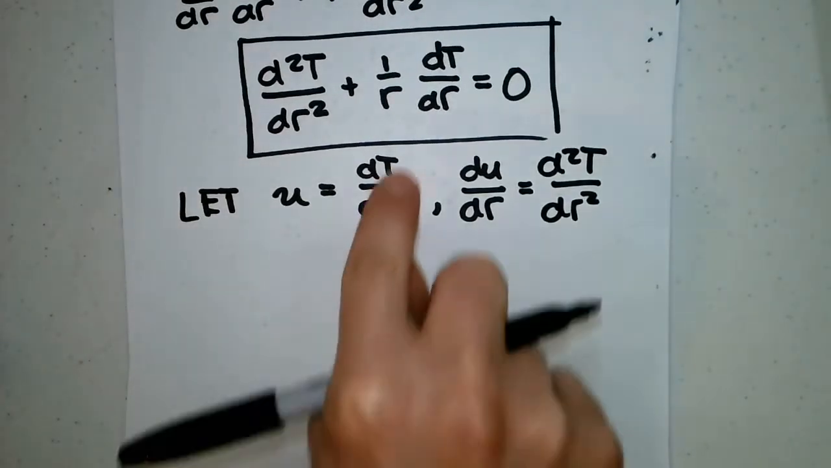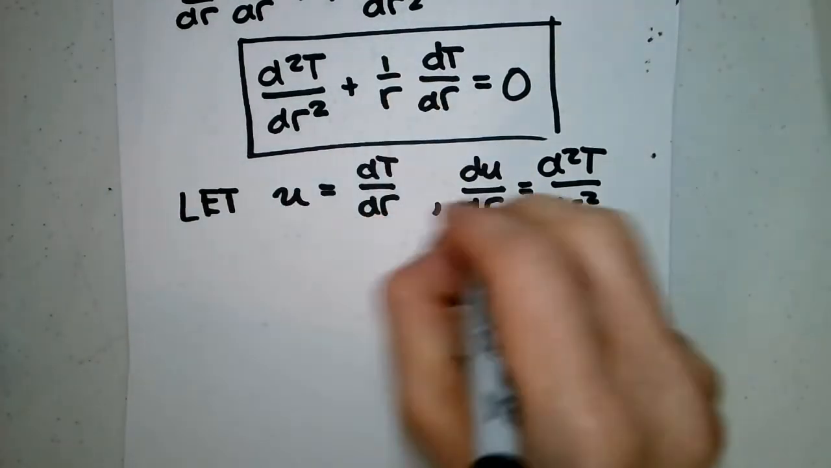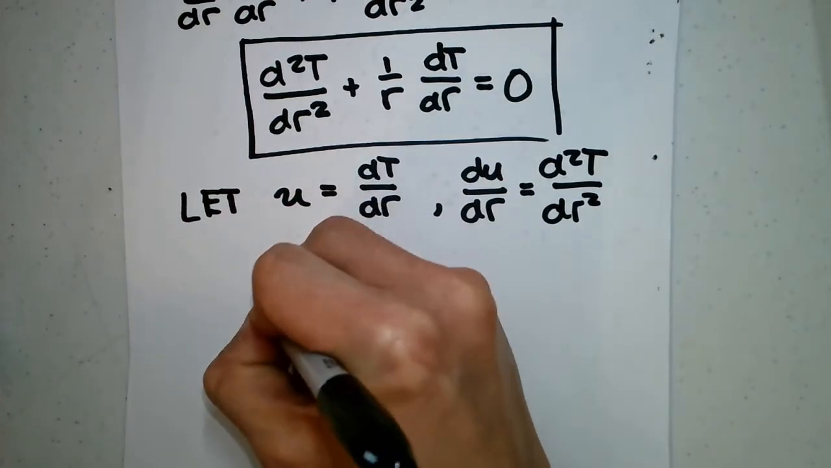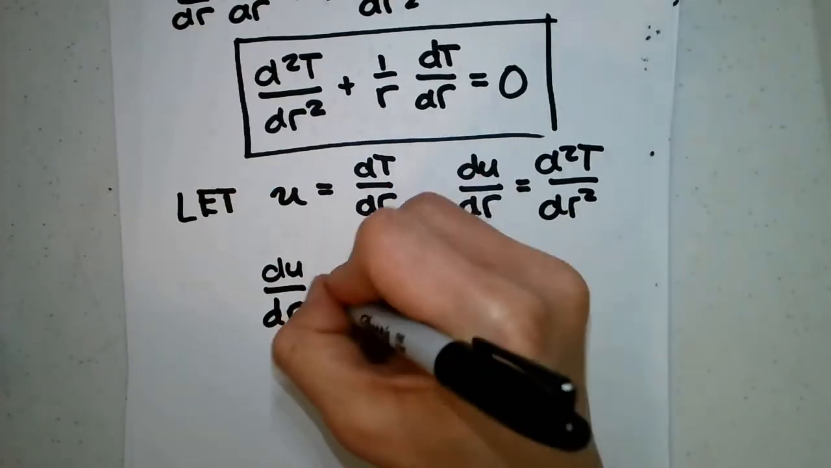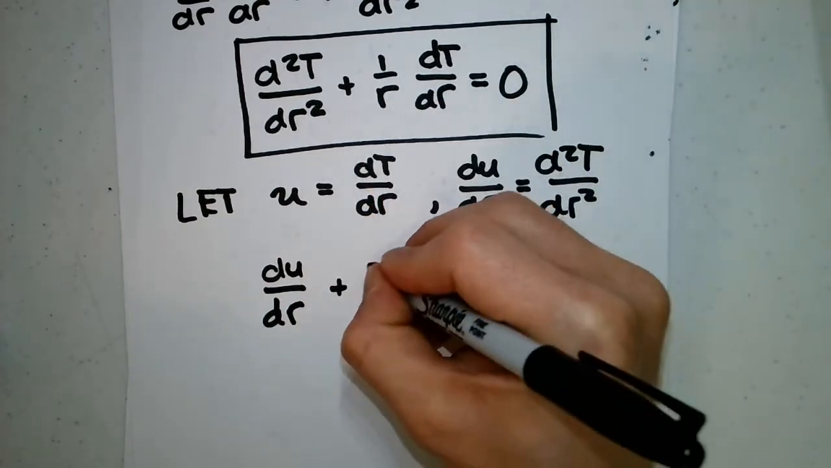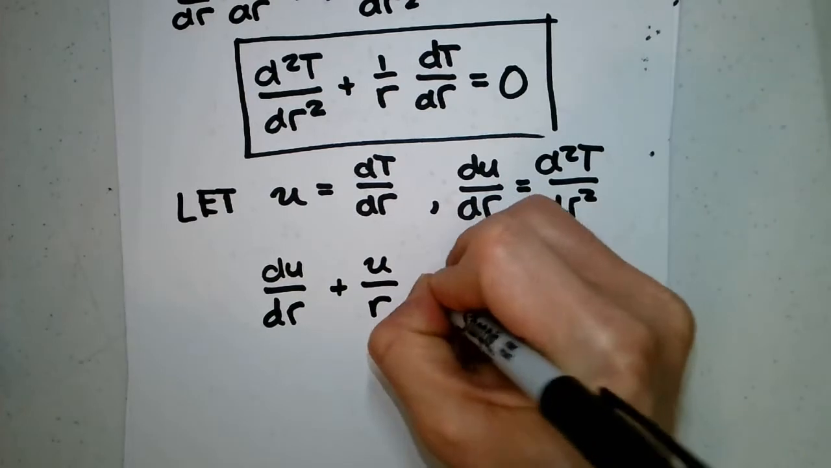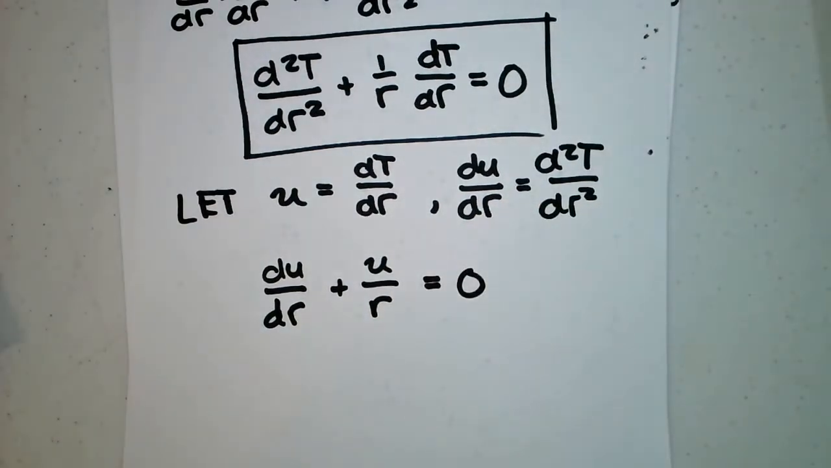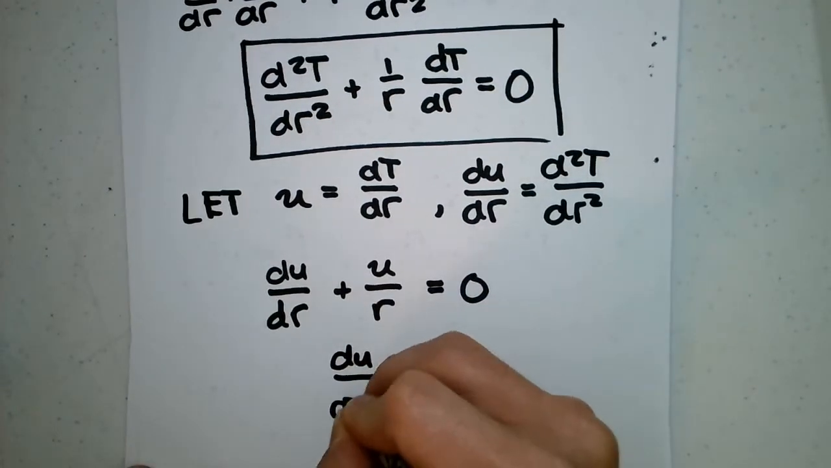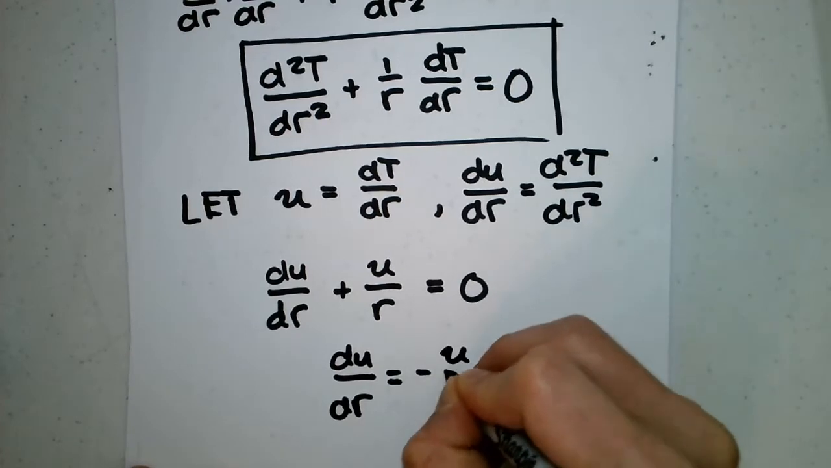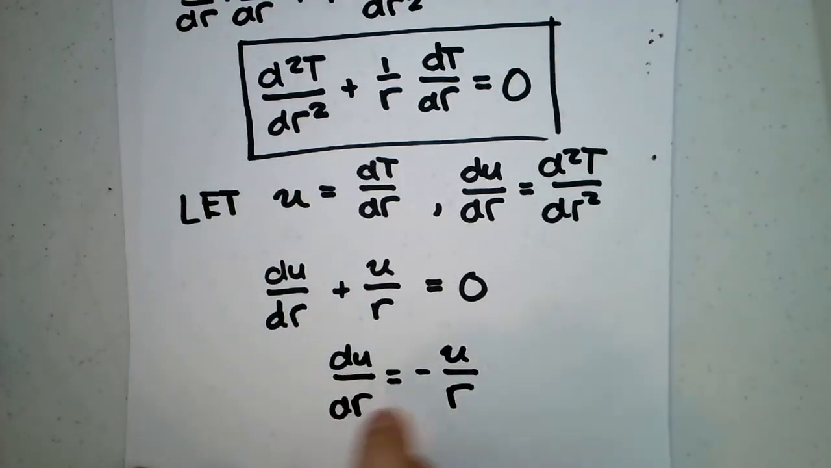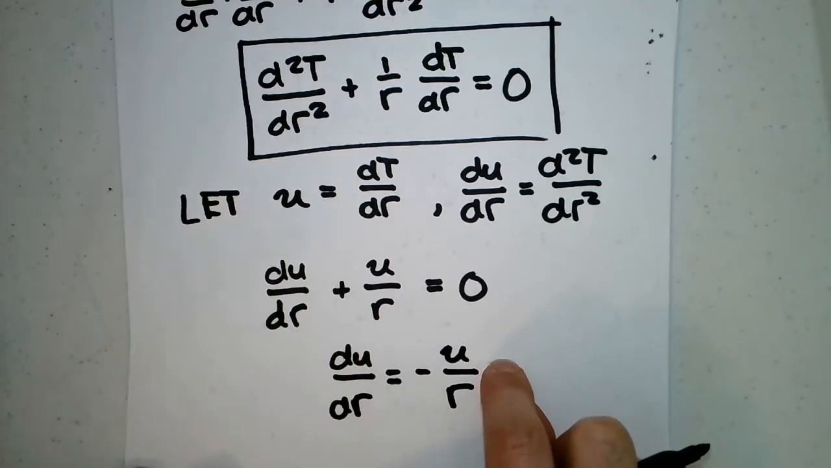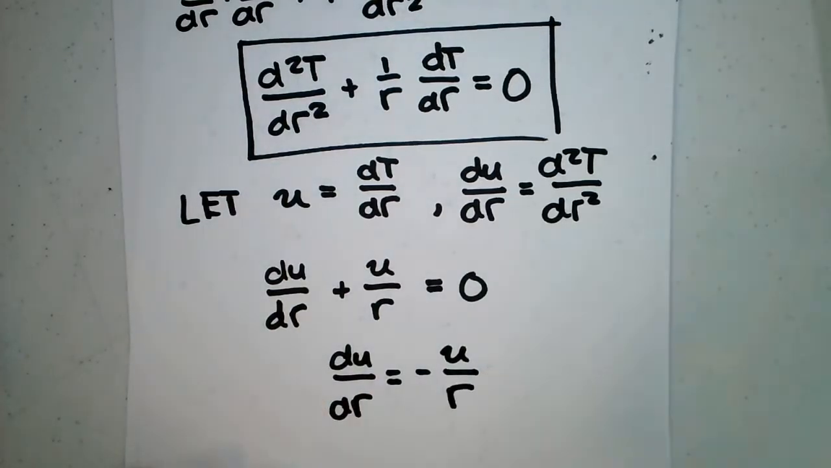If we make a u substitution, then we can rewrite this. This becomes u. This becomes du/dr plus u over r equals 0. All right, and now we have a separable equation. Now we can move this to the right. Negative u over r, so we can have negative 1 over r dr, and 1 over u du.